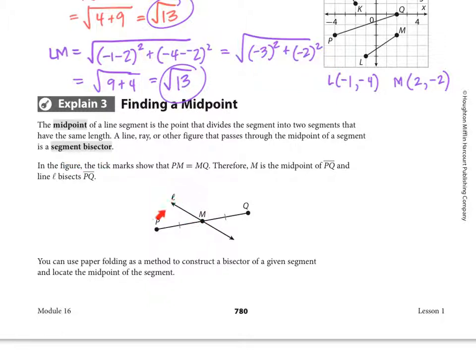Looking at this diagram, M is the midpoint. This is just notation to say that anything that has that hash mark is the same length as any other thing that has the same mark. Okay, this is a line. You can't cut a line in half because it goes on forever. But this line is a segment bisector of this segment right here. It cuts it in half.